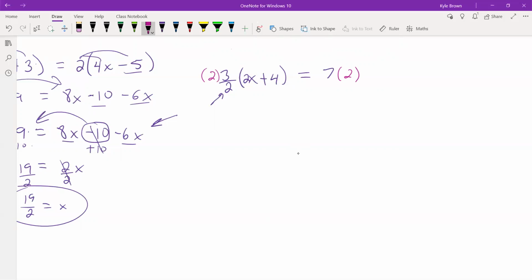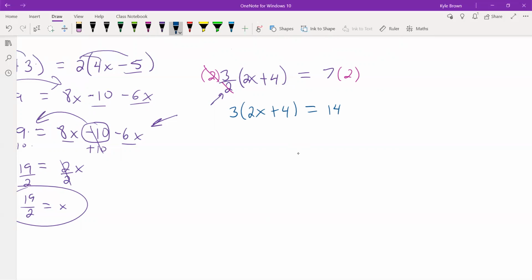All right, so perfect. Now what that did, I've got 2 over 2, those cancel. And now I have an expression without a fraction, right? Like I know people don't like fractions if they don't have to use them. So plus 4 is equal to 14. All right, nice.